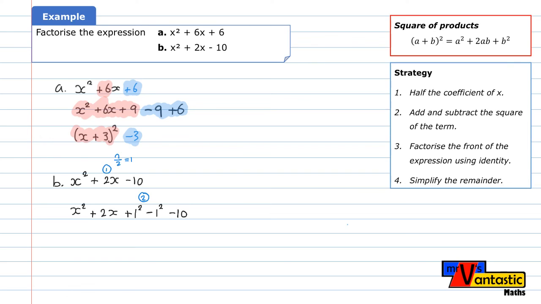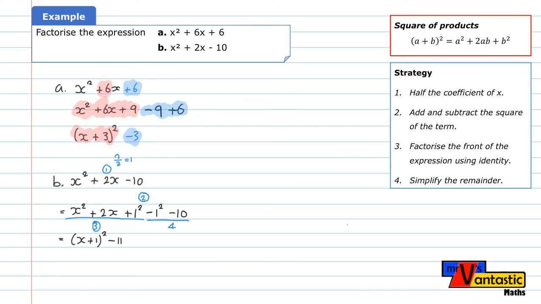Then we're going to take the whole bit that we know makes the perfect square, and we're going to make that the perfect square. So step 3, we factorize the first part, and that becomes x plus 1 all squared. And then we've just got to simplify this remainder bit. So minus 1 squared is minus 1, and minus 1 minus 10 is minus 11. So we're left with minus 11.